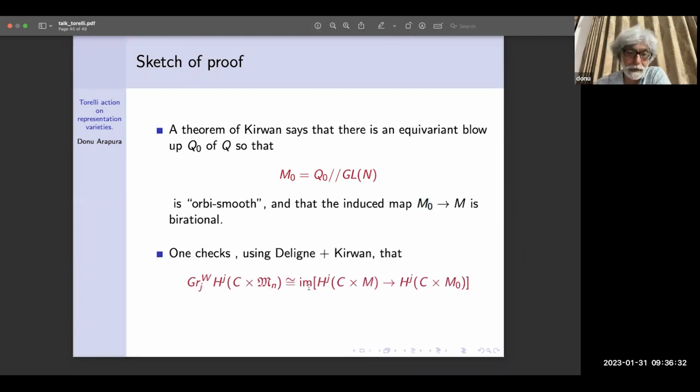All right. Here I'm going to be a little bit vague, but basically using Deligne's recipe from Hodge 3 and Kirwan, you'll find that this top quotient is in fact the image of the cohomology of C cross M into the cohomology of C cross M naught. Okay. So that gives you a nice handle on this piece of the mixed Hodge structure.